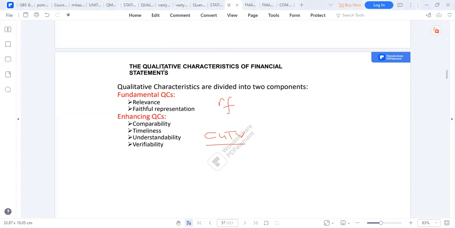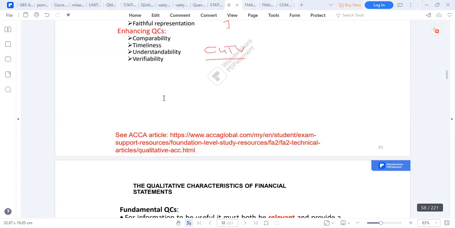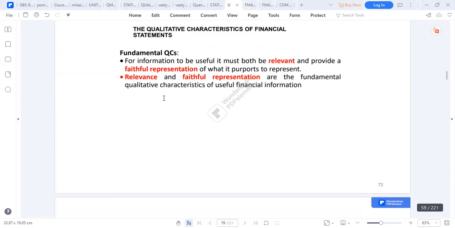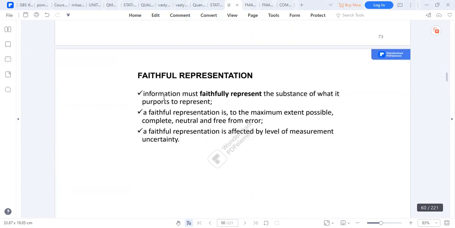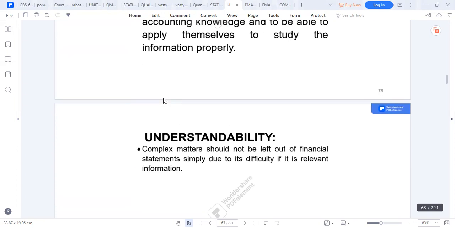Is that clear? So I have explained all these in terms of their context.